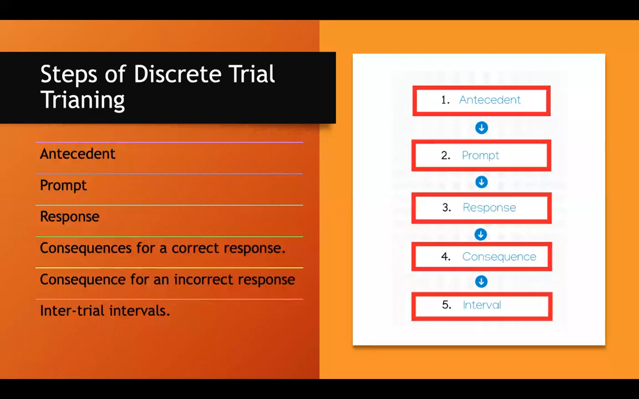So the steps of discrete trial training would be antecedent, prompting, response, consequences for a correct response, consequences for an incorrect response, and inter-trial intervals. And again, as we go through the PowerPoint, we are going to go through each of these steps specifically and in detail so there is no confusion about what it exactly entails for a DTT.